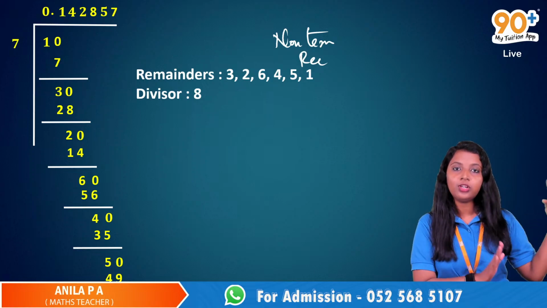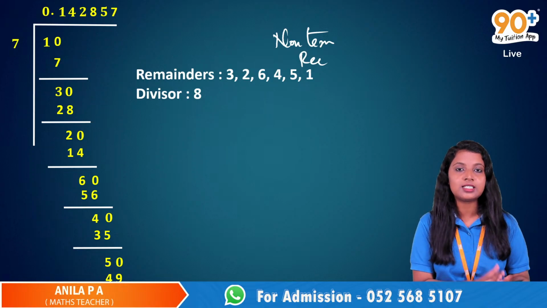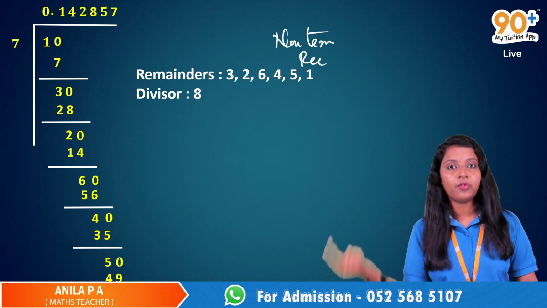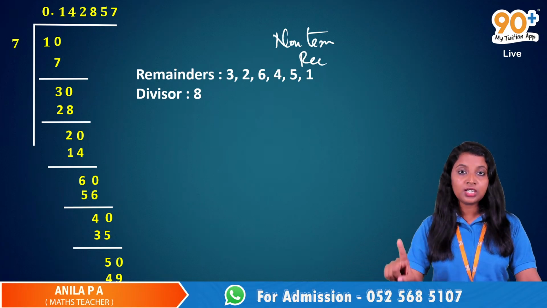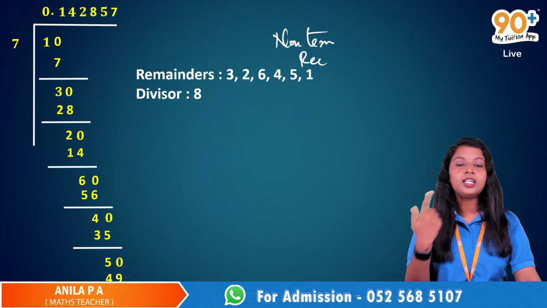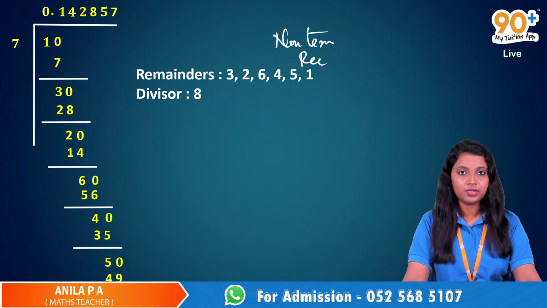And we have one more thing, we will learn about that in the next class. Non-terminating, non-recurring numbers come under irrational numbers.